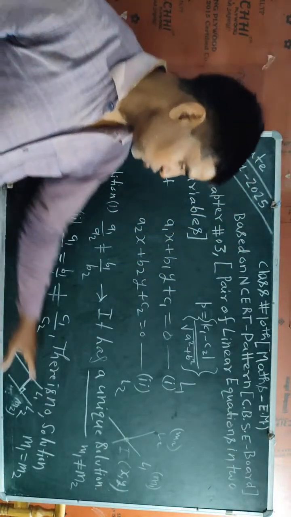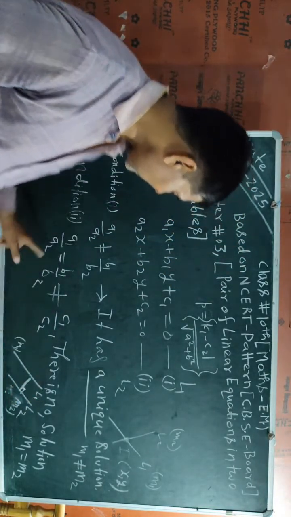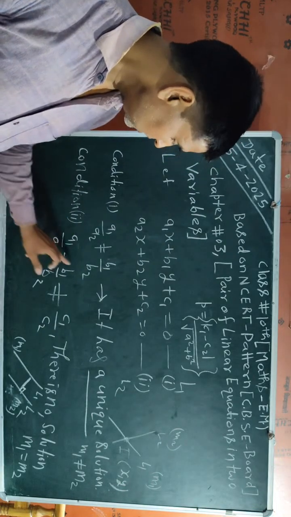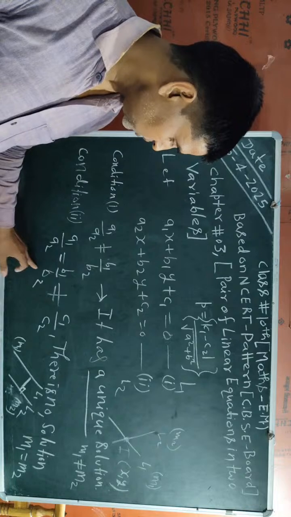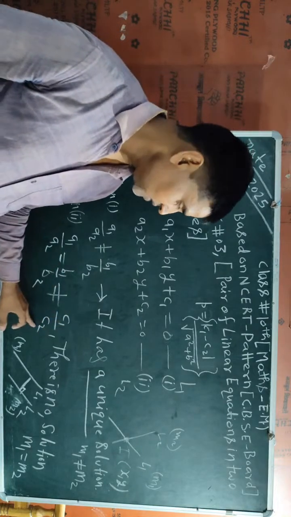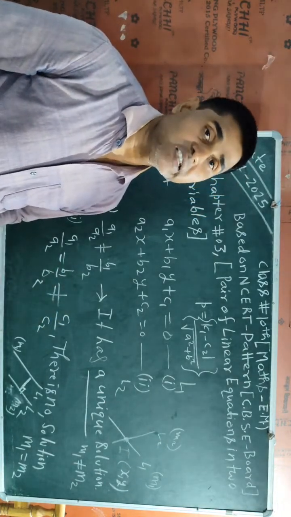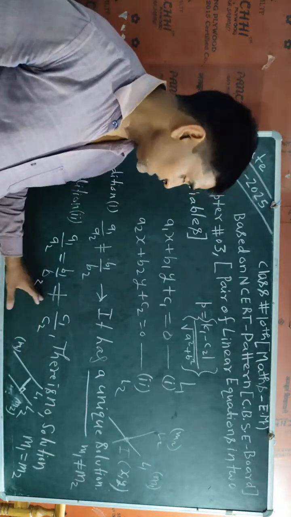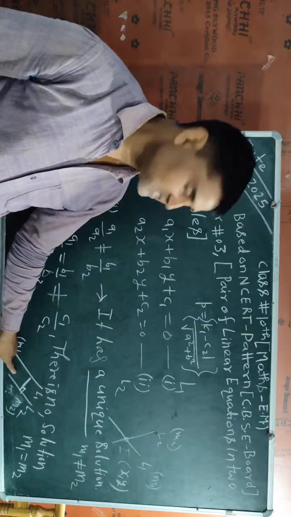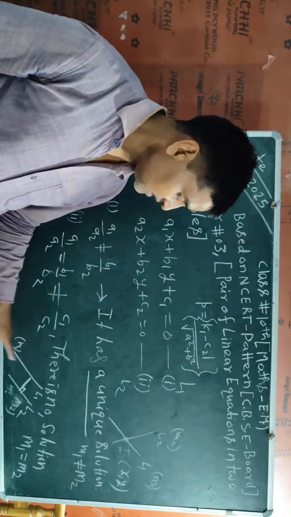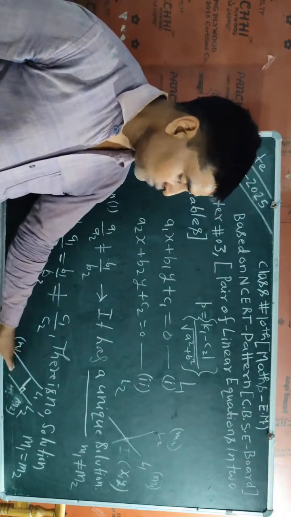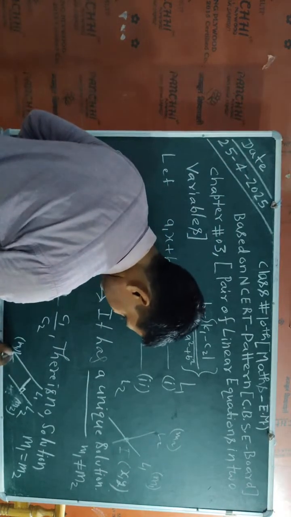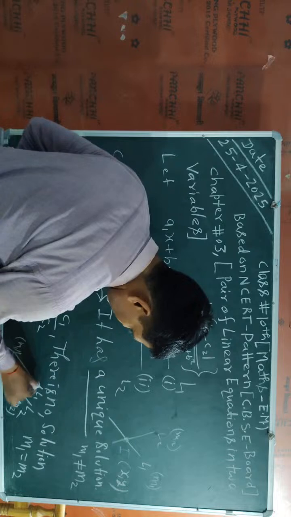So there is no solution for this. I have to know this condition: a1 divided by a2 is equal to b1 divided by b2, which is not equal to c1 divided by c2. Okay student, in this case I will say there is no solution. I cannot get the values of x and y because I can only imagine these two lines meeting at infinity, because this line will go to minus infinity and this line will go to plus infinity.